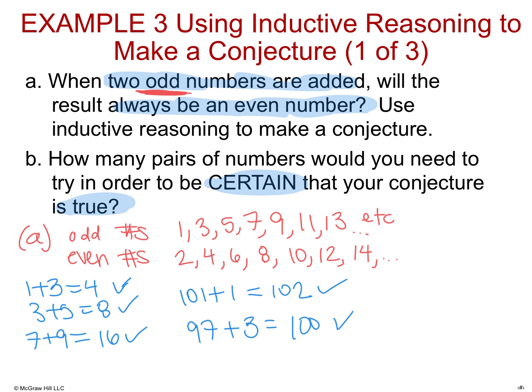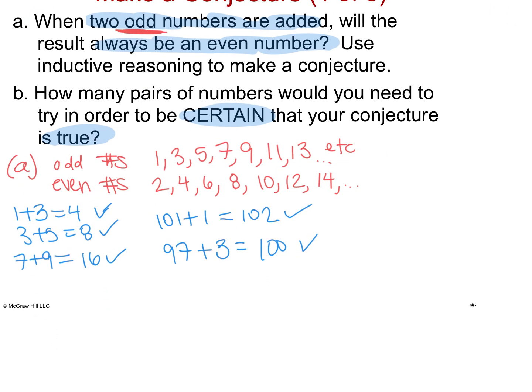And so I would say that this is probably true, but letter B is asking, how many pairs of numbers would you need to try in order to be certain that your conjecture is true? What I want to tell you about this is that there's an important point about inductive reasoning. You can try specific examples all day and always get an even sum, but that can never guarantee that it will always happen. For that, we're going to need to talk about deductive reasoning, which we're going to be studying in just a little bit.